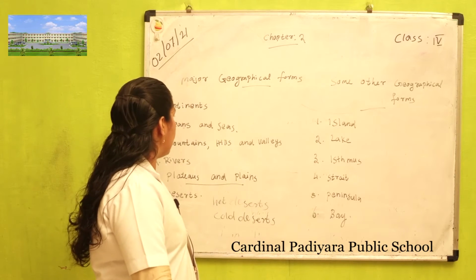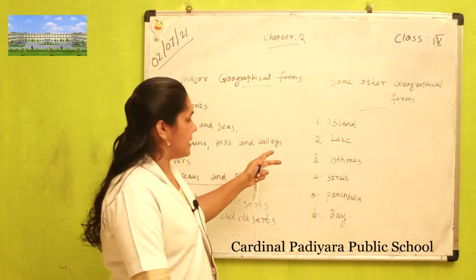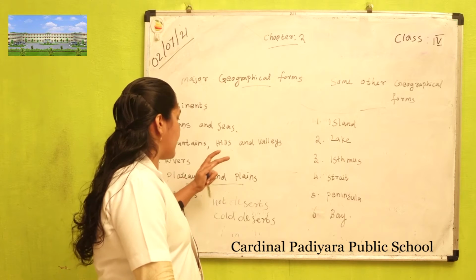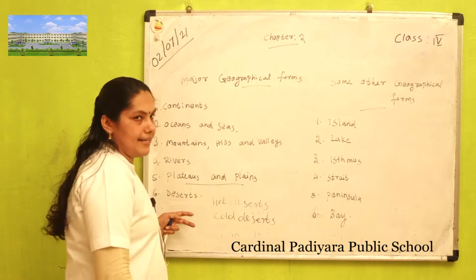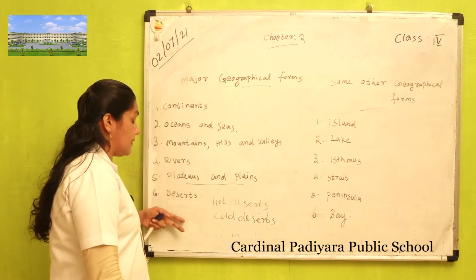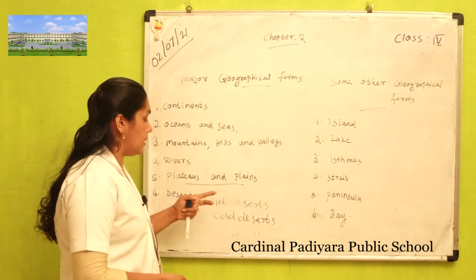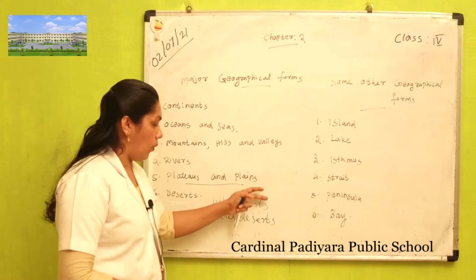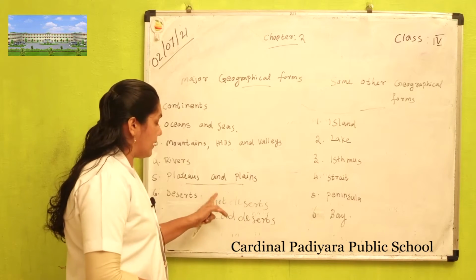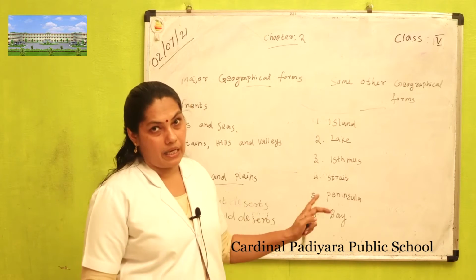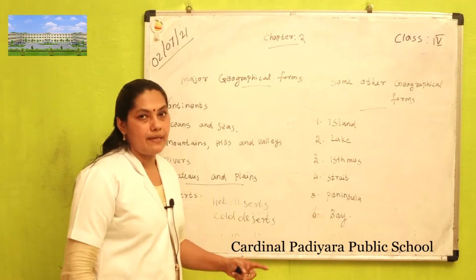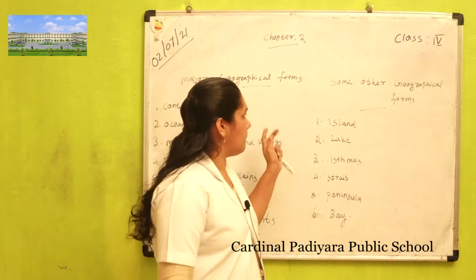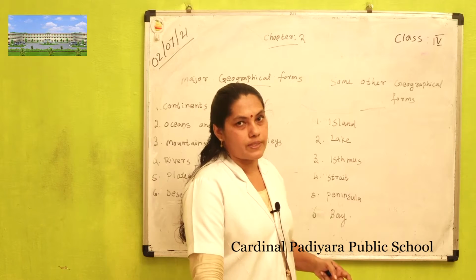Once again: continents, oceans and seas, mountains, hills and valleys, rivers, plateaus and plains, then deserts. Deserts can be divided into two types, hot deserts and cold deserts. Hot deserts are very hot and cold deserts are very cold. For example, the Sahara Desert is a hot desert and Antarctica is a cold desert. The next important point is some other geographical forms.